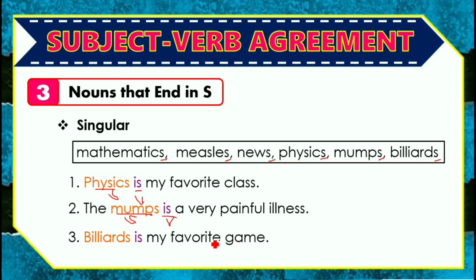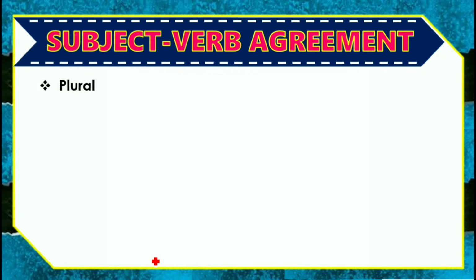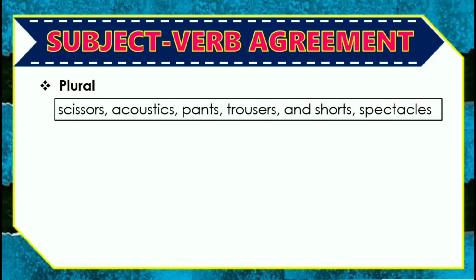Billiards is my favorite game. Billiards is our subject, which is singular, and verb is, which is also singular. Other nouns that end in s, such as scissors, acoustics, pants, shorts, spectacles, are plural and always take a plural verb. For example, my spectacles are missing. So spectacles is our subject and it is considered plural, that's why we use a plural verb.